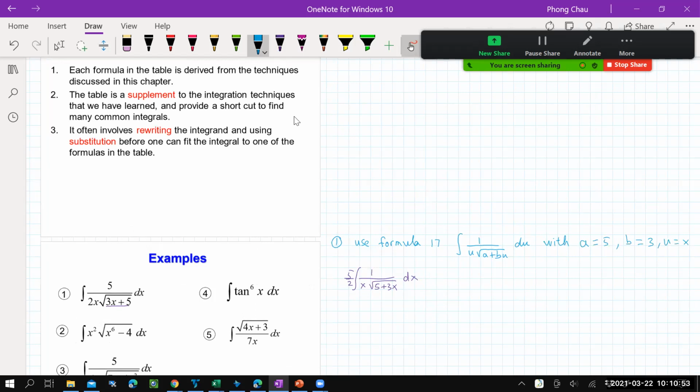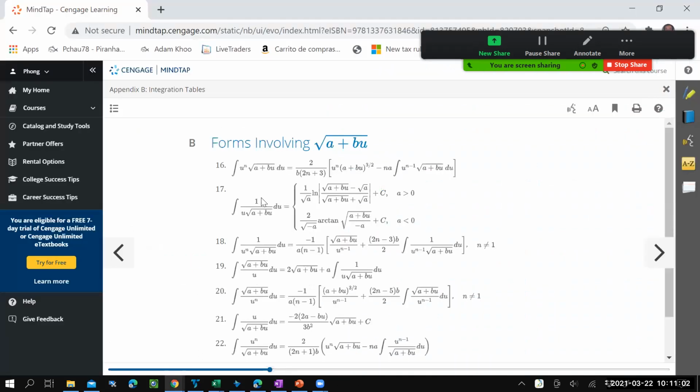All right. So all I'm doing here is copying the formula, right? So what does this formula say? Well, this formula actually has 2 forms. It depends on a being positive or negative. Our a, remember a is 5, so our a has to be positive. So it's going to be the first one. Okay, so we have 1 over root a.